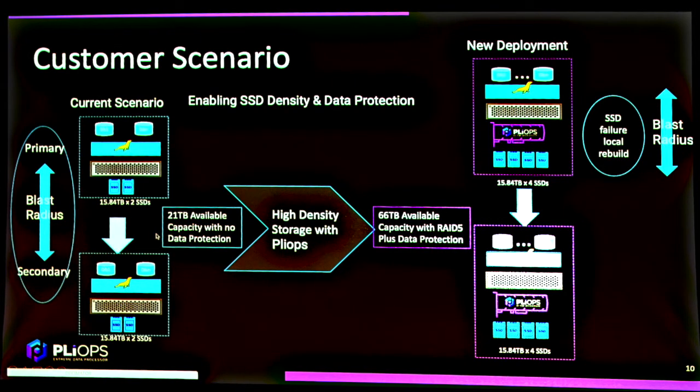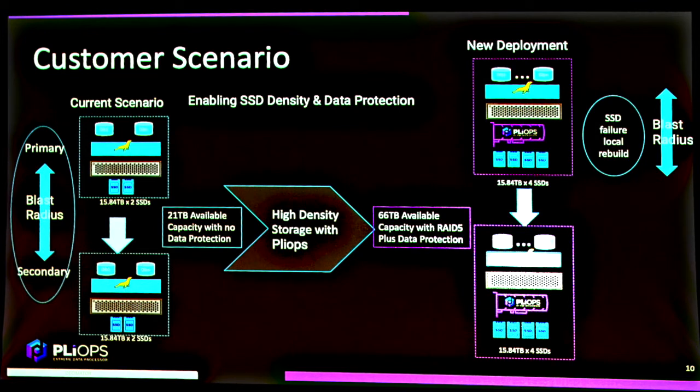Another thing you see here: with 15 terabyte, if you do basic math, 15 terabyte times 2 should be 30 plus terabyte, right? But they're using only 21 terabyte. The reason is they did not want to go beyond 75% of the SSD capacity, because beyond 70% they have seen some performance degradation.